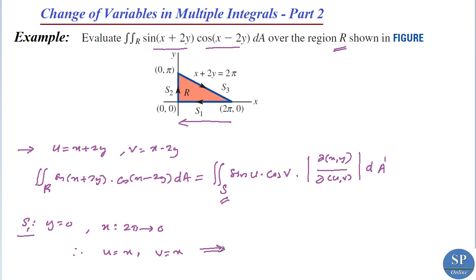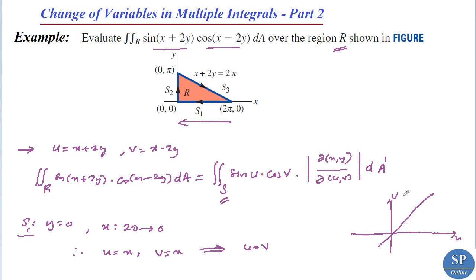So from this, eliminating x and y, we get u equal to v. That means the image of S1 in the uv plane is the line v equal to u, or u equal to v. Okay, that means it will be like this. v equal to u means it's like this line, if this is the u axis and this is the v axis.